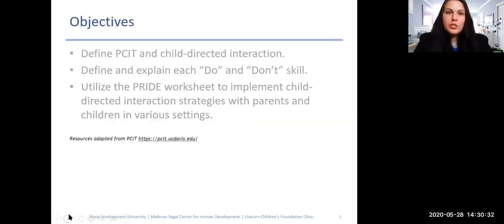So what are the objectives for today? I want to be able to define PCIT and really discuss that child-directed interaction. I also want to define and explain each do and don't skill for you all and make it very clear as to what we're looking for in these interventions. I also want to be able to utilize the PRIDE worksheet to implement the child-directed interaction strategies, right? So I'm hoping that through this training, you are able to pick up that worksheet and feel comfortable implementing it yourself with your child or implementing it with the caregiver or the parent that you're working with.